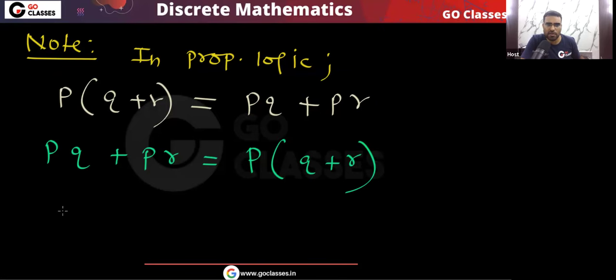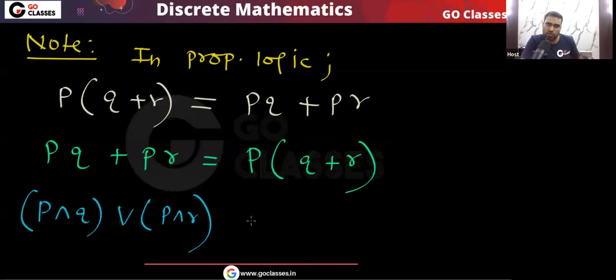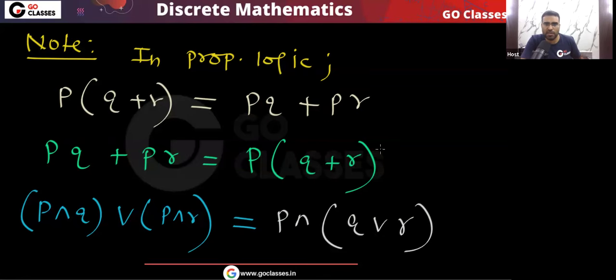Is this clear? Are you getting my point? What this actually means is (P and Q) or (P and R). So what we can do is take P common: P and (Q or R). In short, you can write it like this because I told you that PQ means P and Q, and the plus means or. In propositional logic, you can take common also. Very simple.